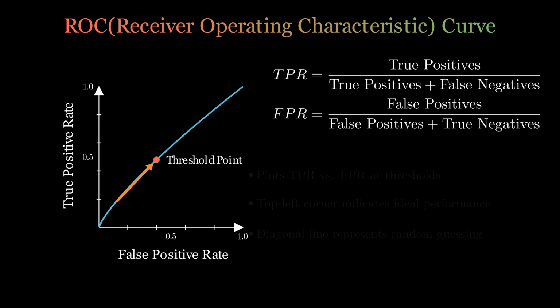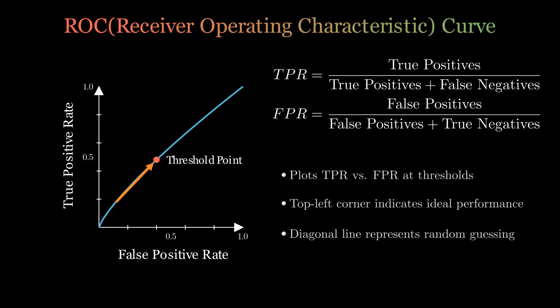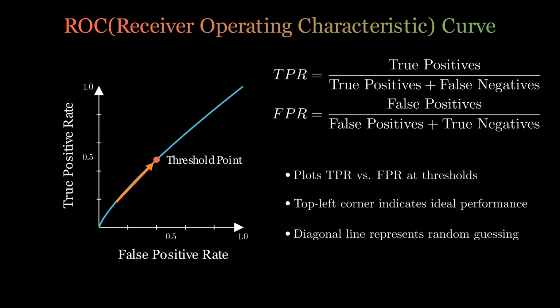The ROC curve plots TPR versus FPR at various thresholds. An ideal model's curve leans towards the top left corner, while a curve close to the diagonal line represents random guessing.